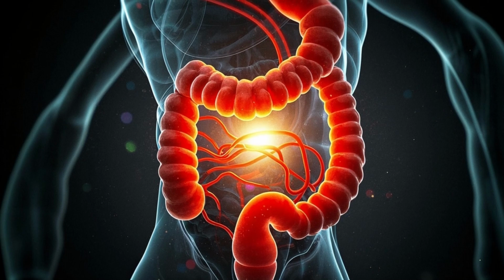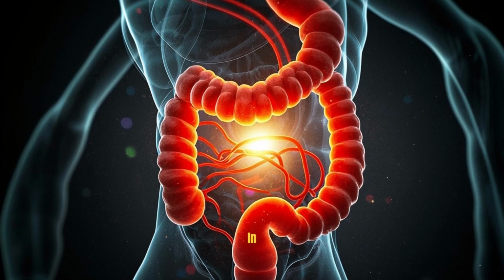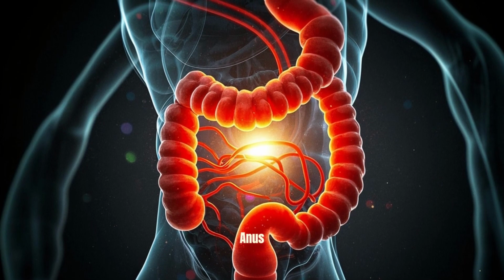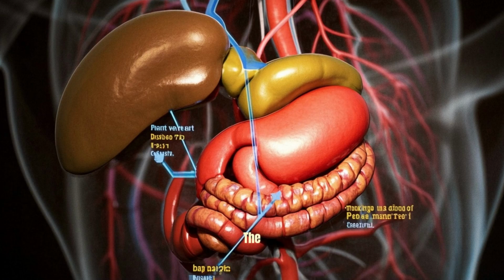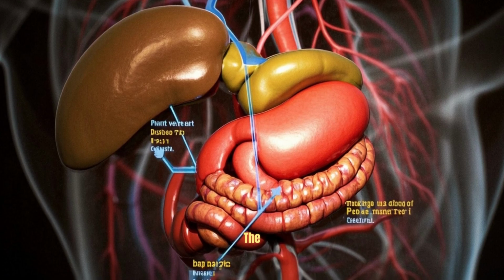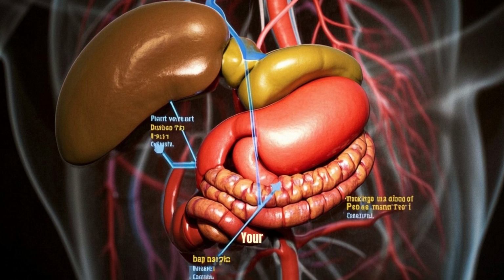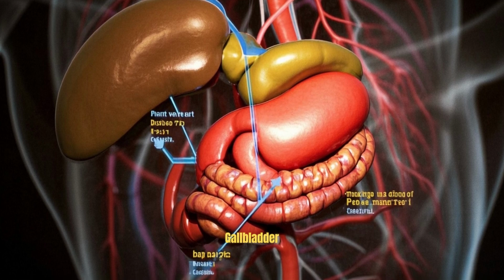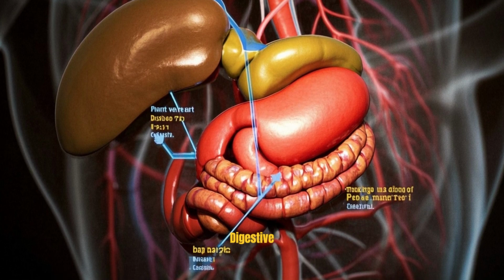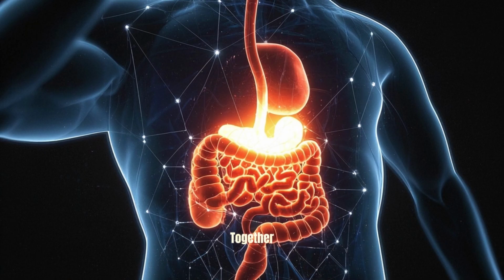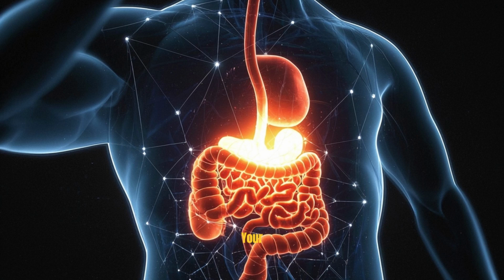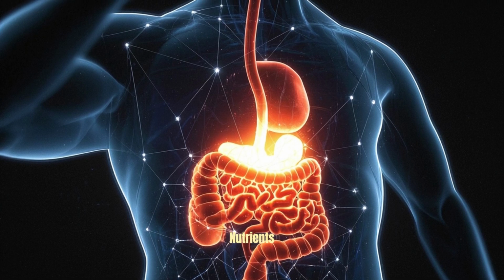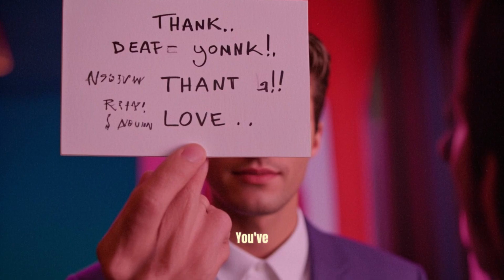The fifth stage, elimination, takes place in your large intestine, rectum, and anus, where waste is formed and eliminated from the body. The sixth and final stage involves the accessory organs, including your liver, pancreas, and gallbladder, which produce essential digestive juices and enzymes. Together, these organs form a remarkable system that allows your body to break down and absorb nutrients from the food you eat.